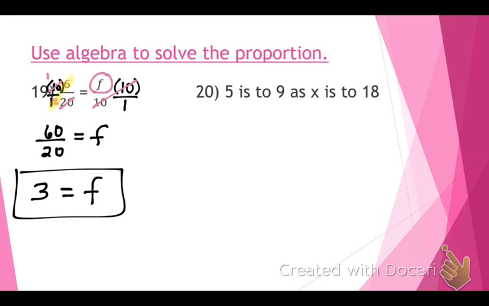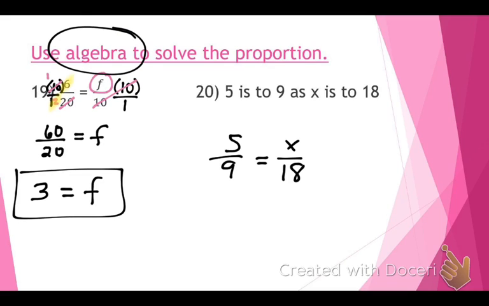The next one, we have to actually put it into a proportion and be able to solve it. So how do I write as a proportion 5 is to 9 as x is to 18? 5 over 9 equals x over 18. Very good job. Okay, once again, it has asked us to use algebra. Using algebra asks us to try to get the x by itself. What is not allowing x to be alone? 18. What about the 18? It's dividing. Divide by 18.